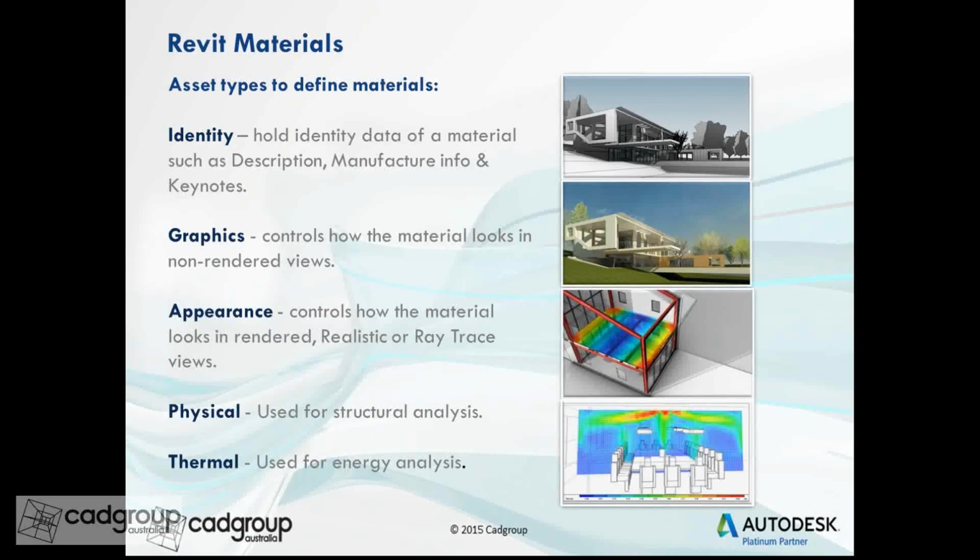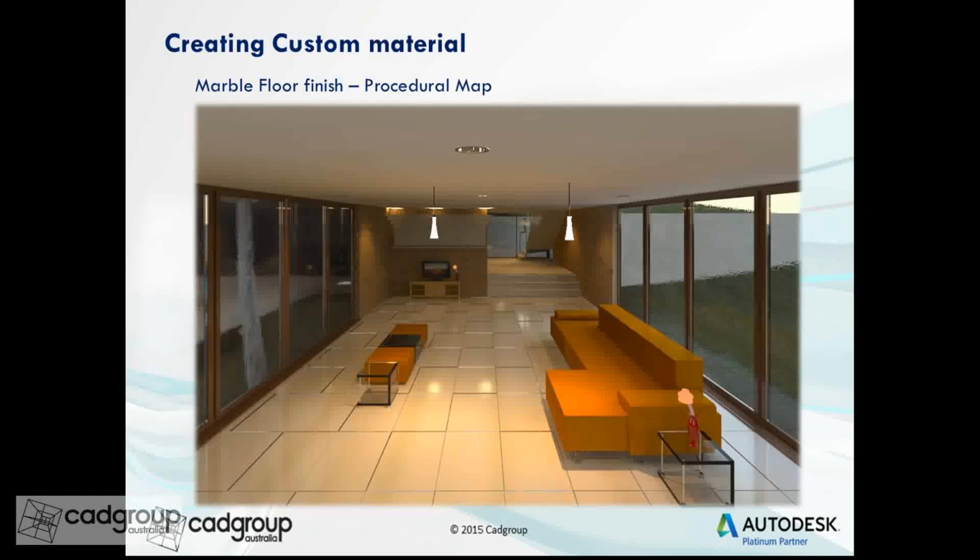Next we have graphics, which controls how the materials look in non-rendered views. Appearance controls how the materials look in rendered, realistic, or ray trace views. And there are two aspects I've seen a lot of people may not be aware of: the physical assets, which can be used for structural analysis, and thermal, which can be used for energy analysis.